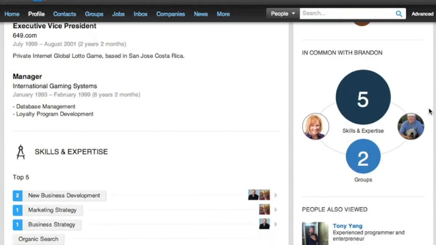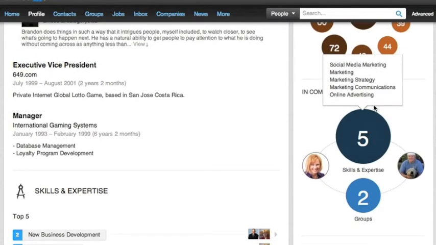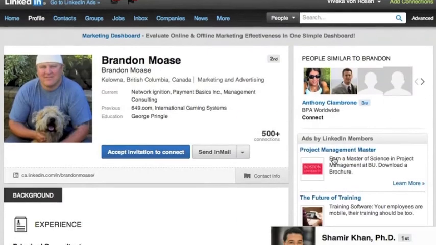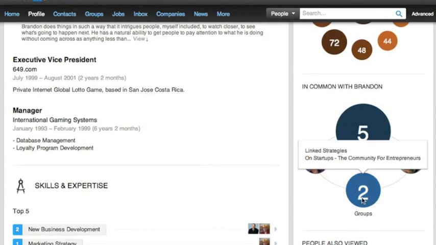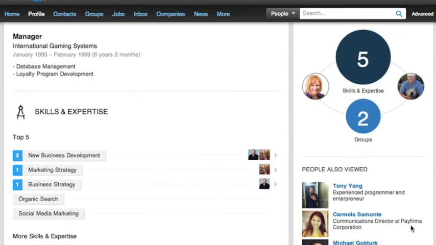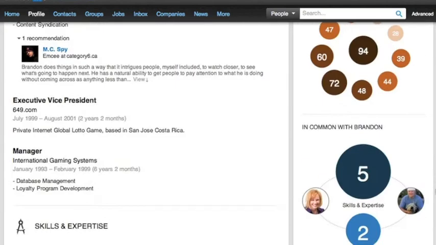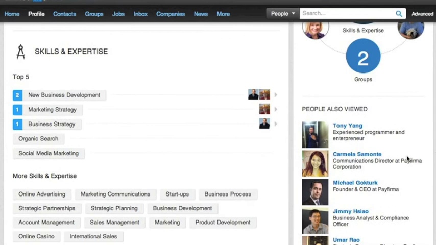Also, it shows me what I have in common with Brandon via skills and expertise or group. So again, this is very handy because if we weren't, and we're not yet, first level connections, and I wanted to send him a message, I just click on the group that we share and I can send him a message through the group. I don't have to pay LinkedIn an InMail for an InMail. So that is hugely useful. And again, I believe only available on the paid account.